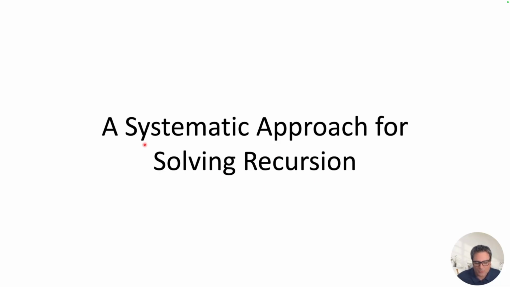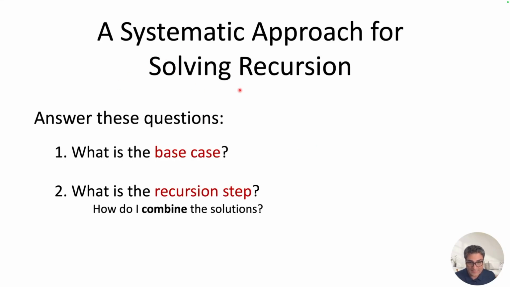Here, I'm trying to give you a bullet list of all the steps that you need to take to solve every recursion that's given to you. Once you figure out that the problem has a recursive solution, just follow this systematic approach and hopefully you will be able to solve that recursion. It turns out that this systematic approach is very simple. All you need to do is to answer these questions.